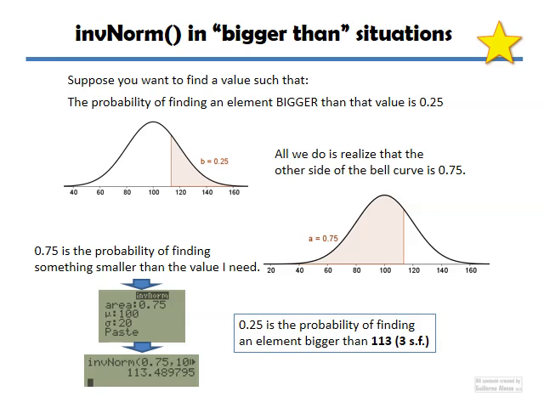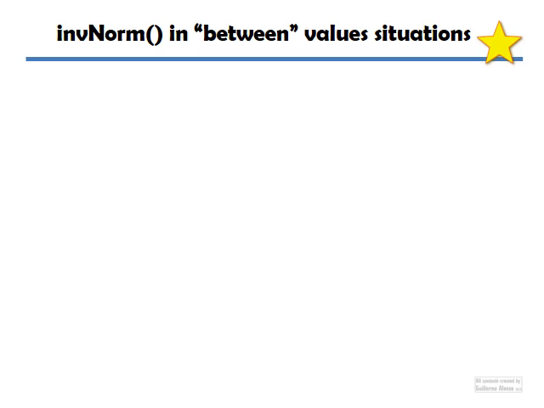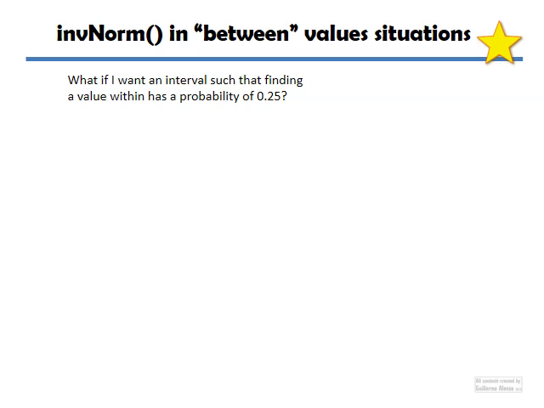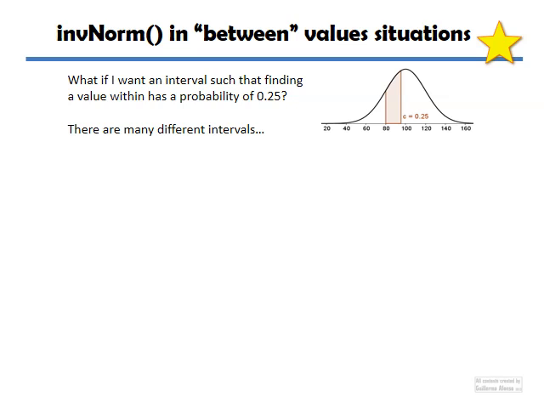Great. Now, they could make it even more complicated by asking me to use the invNorm in between values. Now, how might that happen? It could happen in several ways, but first, let's look at the following example. I want to find an interval such that the probability of finding a value between this value and this value is 0.25. Suppose they give us one value, the 80, as the lowest bound. And I want to know up to where? Up to 100? Up to 90? Up to where is the probability 0.25?